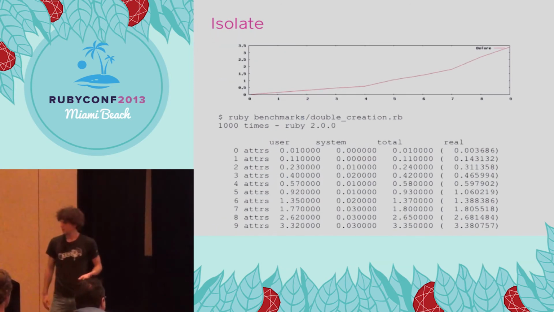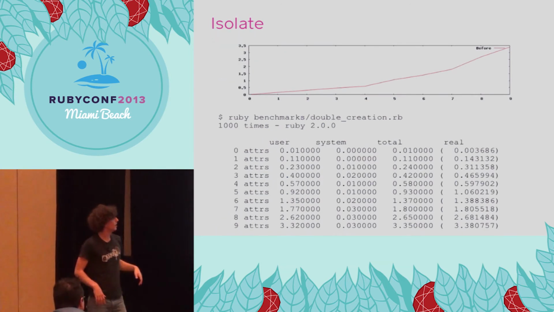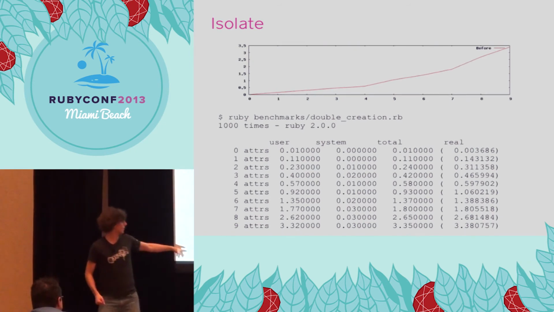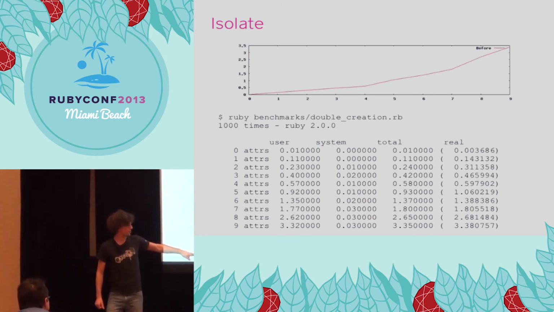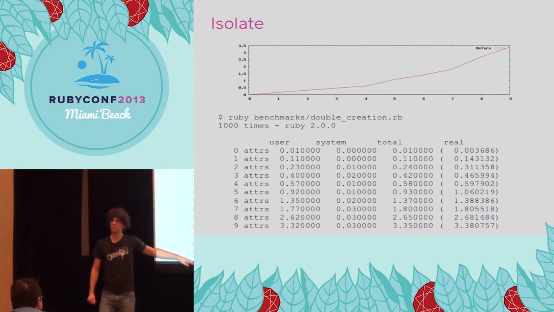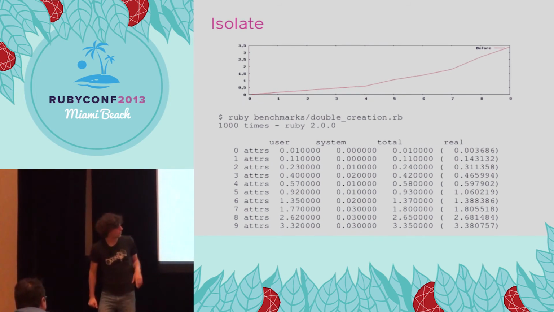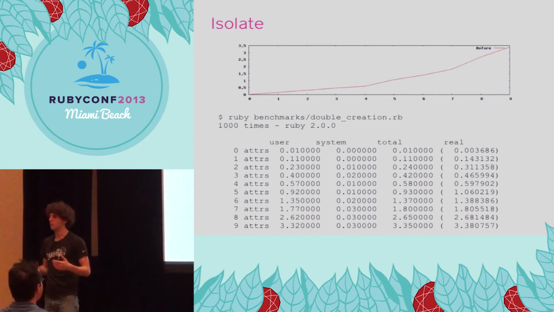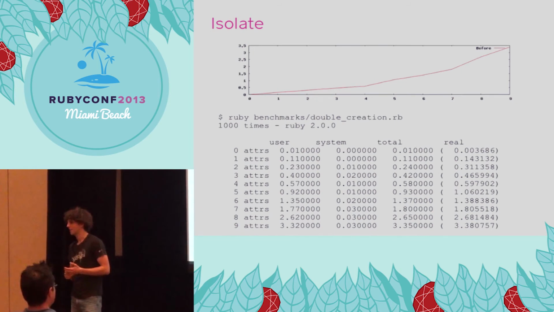And this is what the graph looks like. Two things: one, the curve looks kind of terrible, and two, we're creating 1,000 doubles with 9 attributes, which in my mind is not really doing very much. It's taking about 3 seconds. That's a lot of computer time. So I was kind of offended by that, so I thought I'd go in and start poking around.